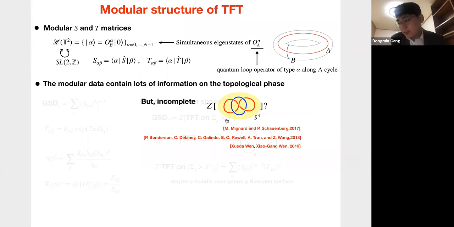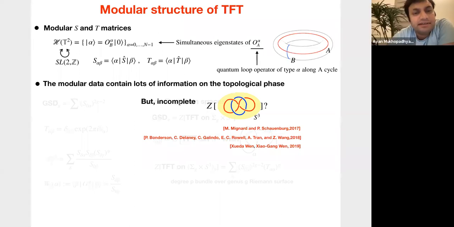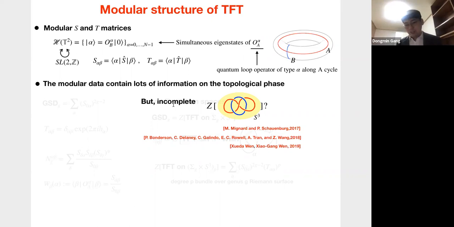A long time ago, it was believed that if two TQFTs have the same modular data, then the theories are the same. But very recently, there are counterexamples. There are two TQFTs which have the same modular data, but they are actually different. What do you mean they're different? I mean the TQFTs themselves are different, or the full field theories are different? Yeah, the full field theory is different.